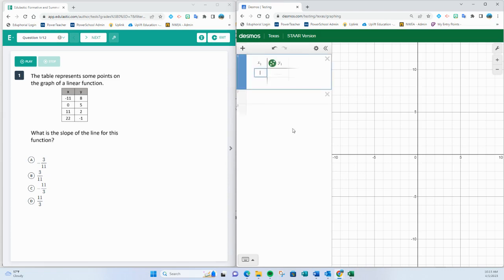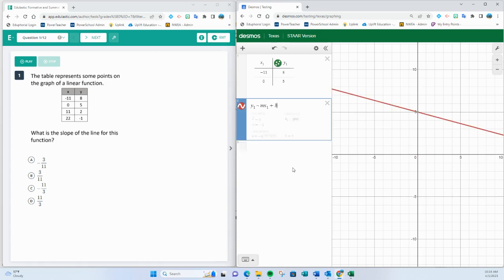I push the table button and I need to enter two of the ordered pairs, or two values from the table, into the table on Desmos. Then I'm going to type in y1 ~ mx1 + b. This is going to match my equation to the table, and it will graph the line, and it will give me the slope and y-intercept.